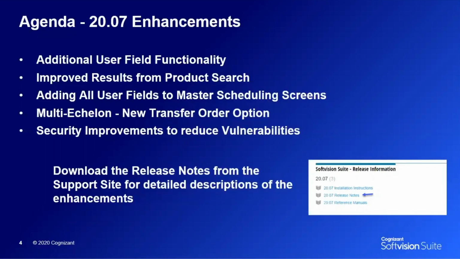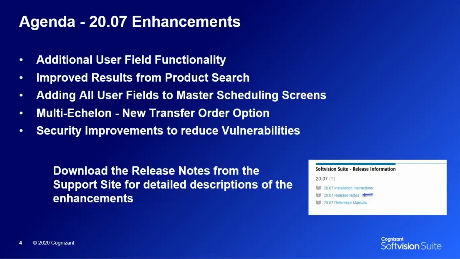We added all these user fields to master scheduling. Originally, we had about 8 user fields, and then last year, in 1907, we added 20. So we had 28 user fields, but they were not added to the master scheduling screen. So in this version, we did add them.